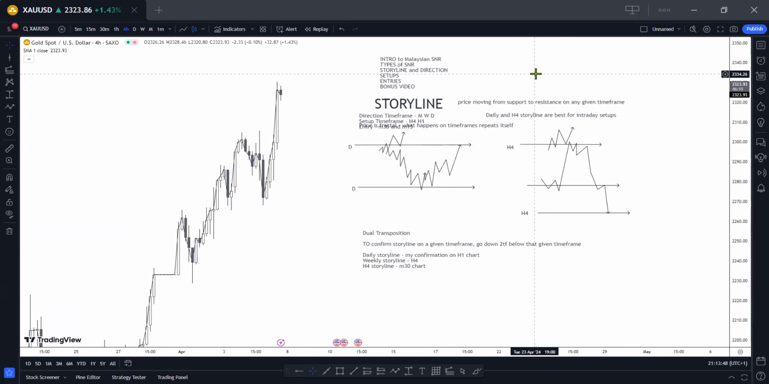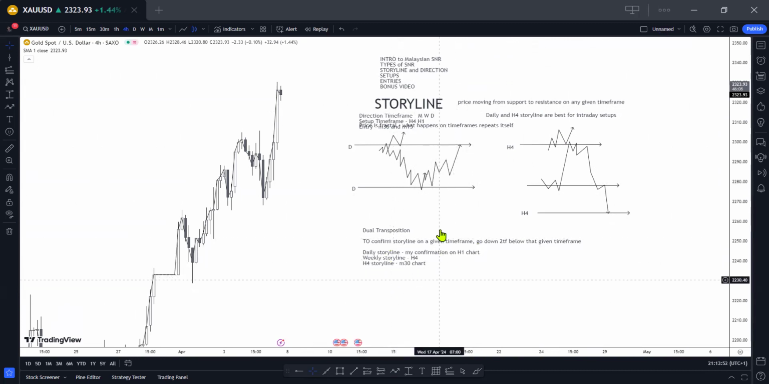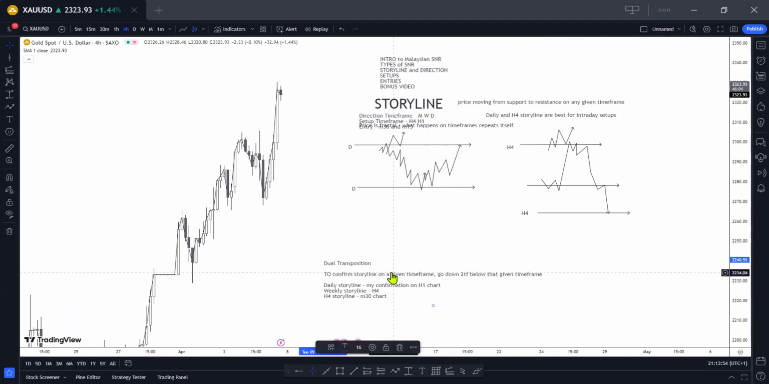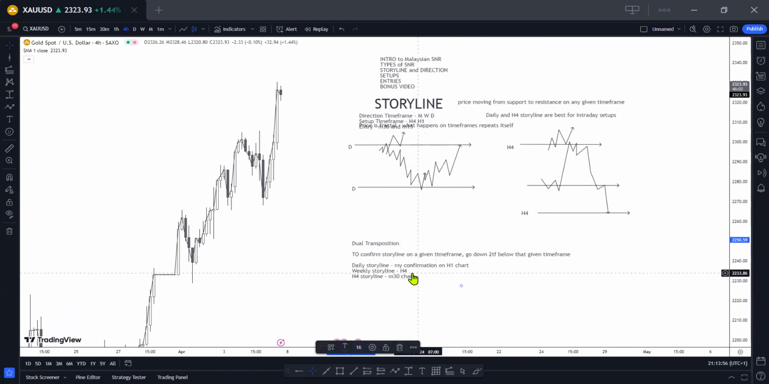That's the aim of this course, right? To confirm the daily storyline, you go two time frames below. You go to H1 to confirm daily, and for H4, you go to M30. We don't want to check the H1 storyline because it's going to be too noisy. You'll probably lose focus and direction. So we want to focus on the storyline of charts that are easy to read.